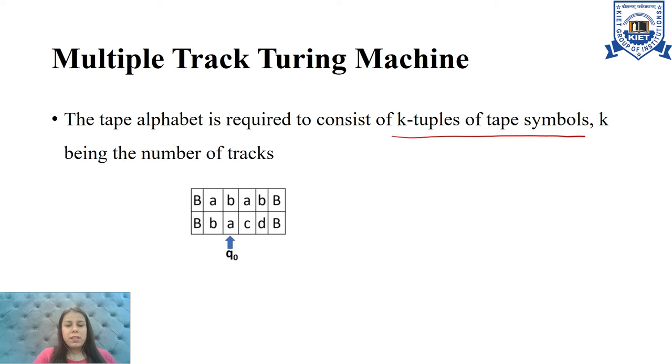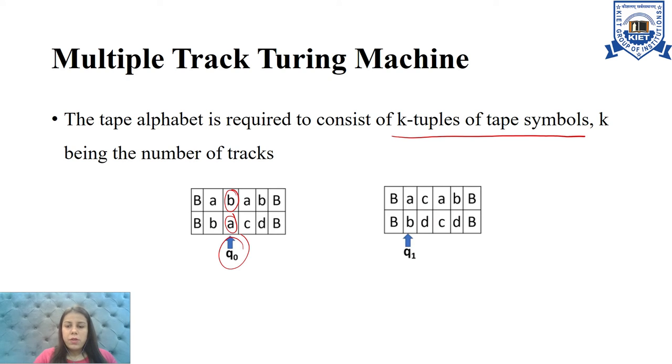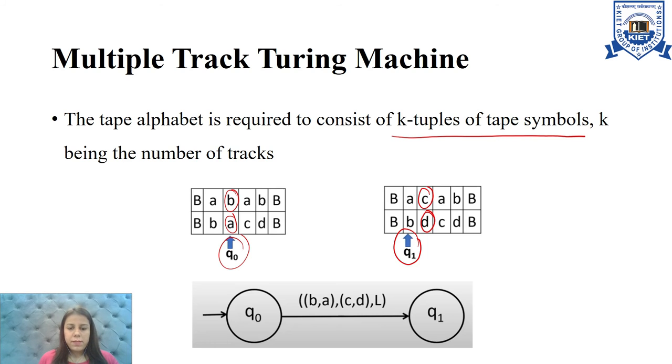So if we say this is a two tape Turing machine, now we have B here, A here, and we are on the state Q0. Now after making the move, we have changed B to C and A to D, and we have moved to the left direction, and now we are on state Q1. So this can be depicted as we have the symbols B and A on the tape first. Now we have replaced the symbols with C and D, and we have moved to the left side, and from state Q0 we are now on state Q1.